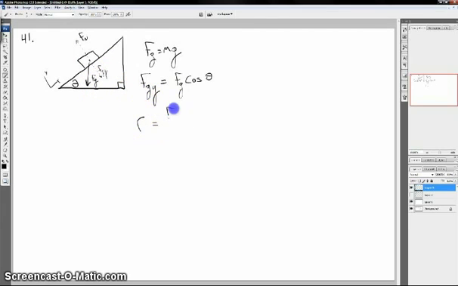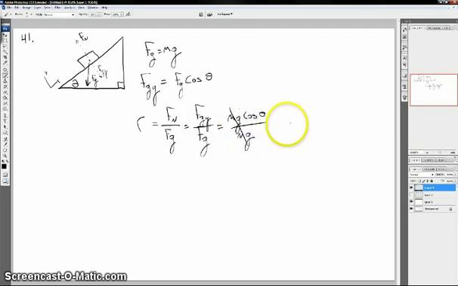is the ratio between the normal force and the force of gravity, which is the ratio between the magnitude of the y component of the force of gravity and the force of gravity. So that's just mass times gravity times the cosine of theta divided by mass times gravity. That all cancels out, and you see that the ratio is actually just equal to the cosine of theta. Okay, so that's the answer to 41.